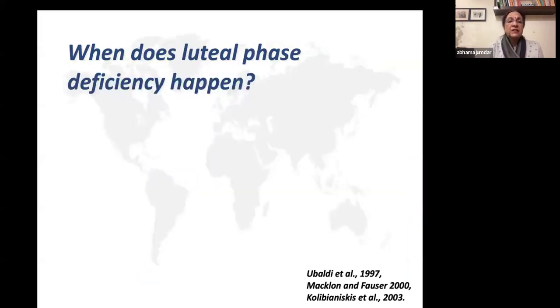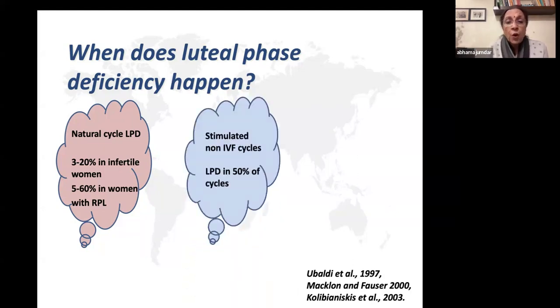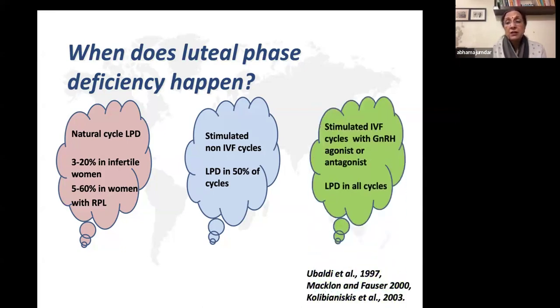When does luteal phase deficiency happen? This is the fourth question. Well, it can happen in an absolutely natural ovulatory cycle, and it has been observed that 3 to 20% of infertile women could have cycles which show LPD. And women who have recurrent pregnancy losses, as much as 60% could show luteal phase deficiencies in natural cycle. Stimulated non-IVF cycles. When we say stimulated non-IVF cycles, these are mildly stimulated cycles aiming at 1 or maximum 2 follicular growth. Now, here luteal phase defect may happen in 50% of cycles. 50%, which is a huge percentage.